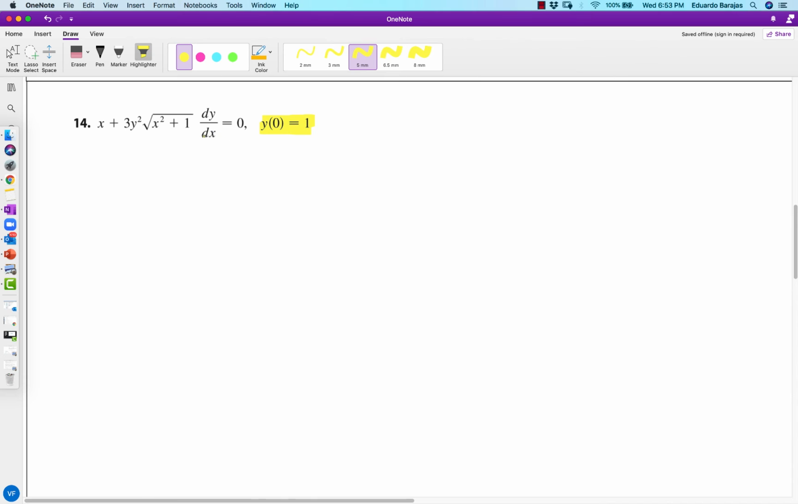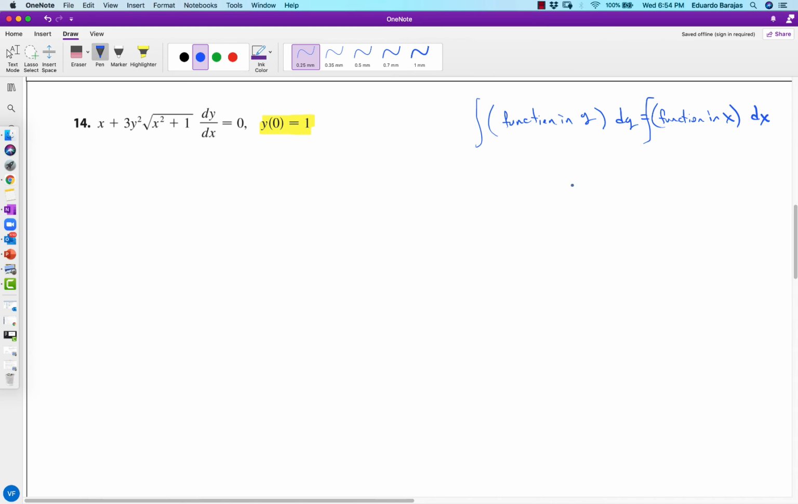Is it possible to rewrite it? We ultimately want it to be rewritten in a form such that there is some sort of function in the variable y times dy equals some sort of function in the variable x times dx. That's what we want to try and identify. Some function in y with no x's in it times dy, some function in x with no y's in it times dx. If we can do that, then this is a separable equation. Then we can integrate both sides and achieve our answer. And again, hopefully those integrals are solvable.